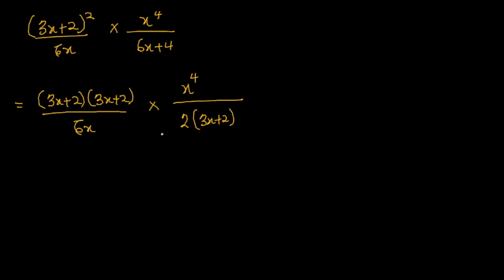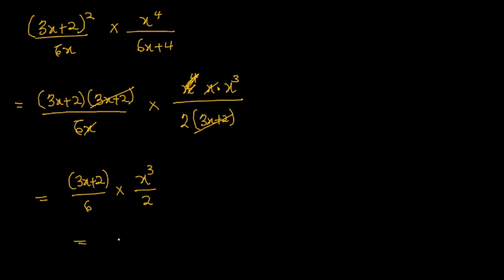Now that the expression is like this, one of these can cancel one of these out. Now the x to the power 4 over here, I can rewrite as x multiplied by x cubed. That is the same as the x to the power 4 here. So this x over here will cancel this x over here. So I'm left with 3x plus 2 at the top here, on 6 multiplied by x cubed on 2 over here.